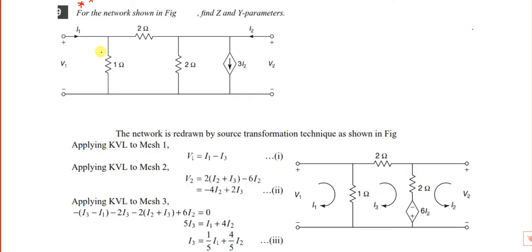So here, how many meshes are there? 1, 2, 3. Because I told, this is 1. The last one should be 2. And inside we have 2 more. So if you get 4 equations, solving is difficult.